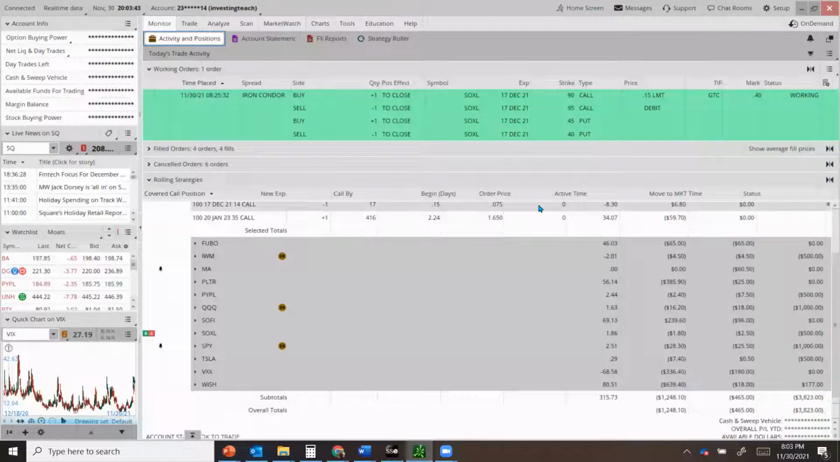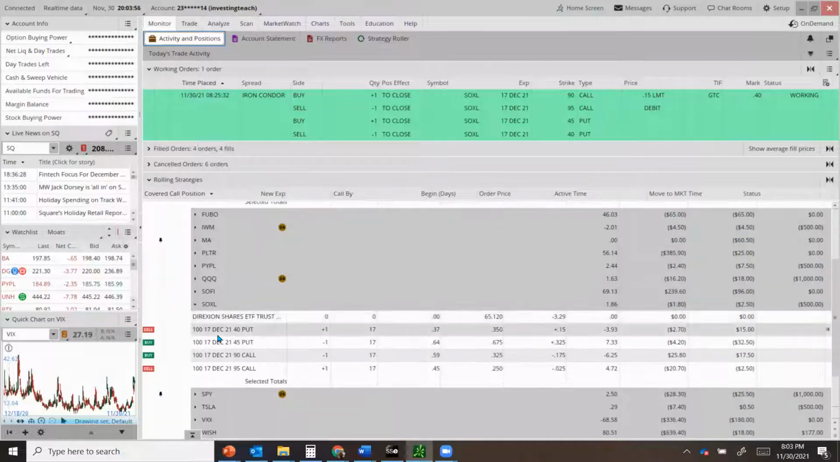So I actually don't have any cash secured puts directly on this one, but let's look at a spread, for instance. SOXL, try to say that 5 times fast. This was an iron condor I did where the current price is 65.12. I sold a 40 put, bought a 45 put. Did I do that wrong? No, I did it right. I'm sorry. This says -1. So I sold the 45 put, bought the 40 put.